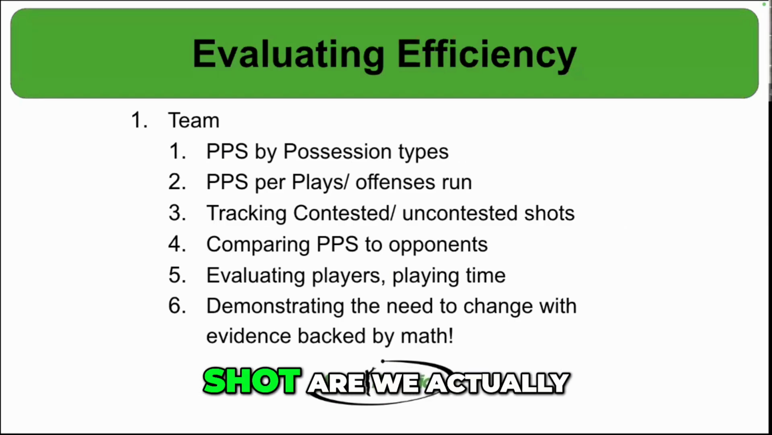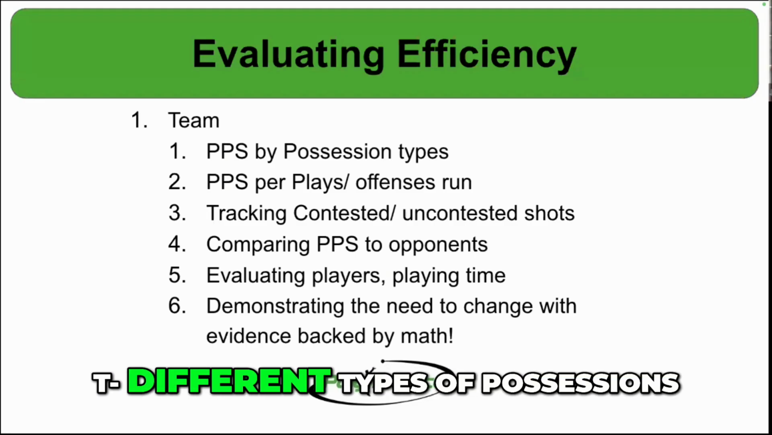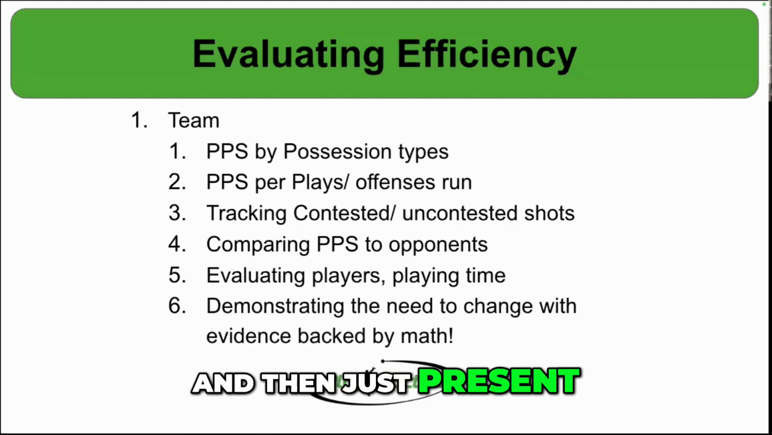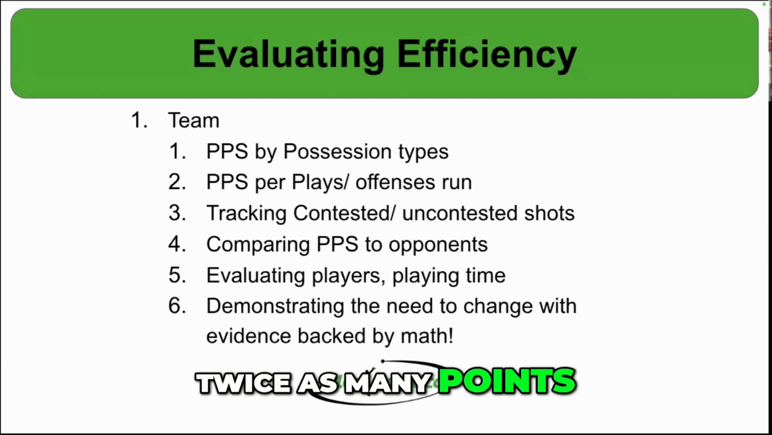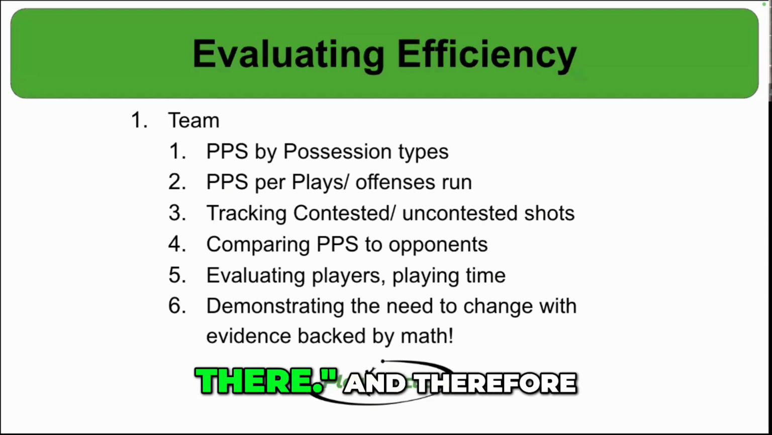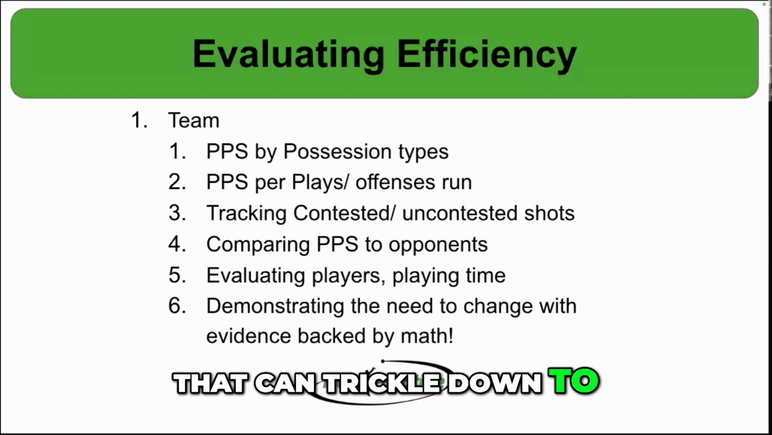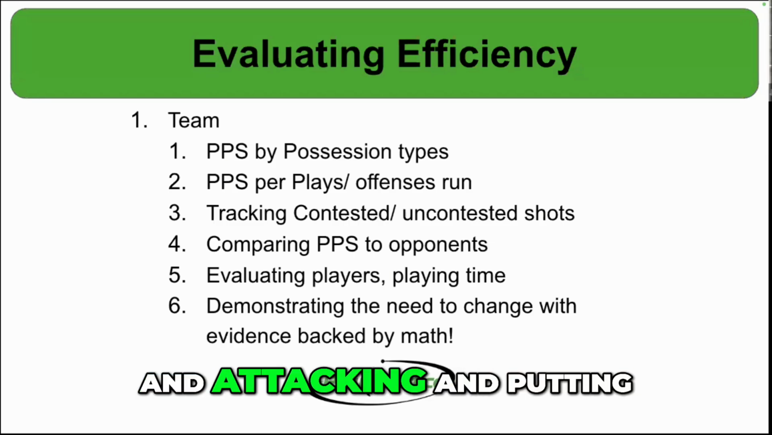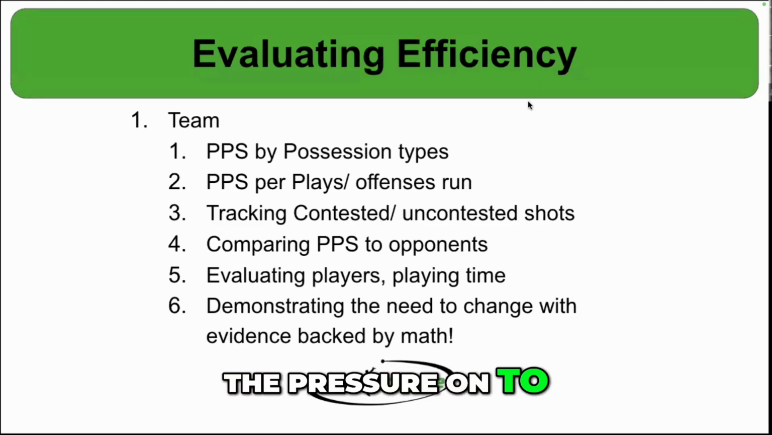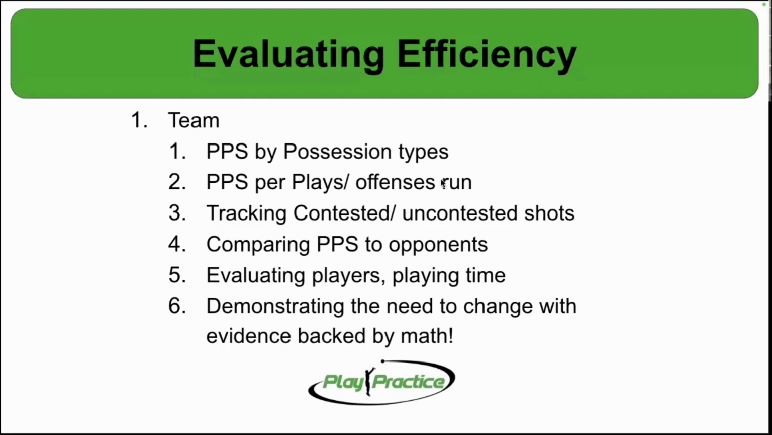How many points per shot are we actually getting based on these different types of possessions, and then just present that to your players. Hey, I want to get more fast breaks because we get 1.2 on our fast break. We get only 0.6 when we walk it up. That's double. I'd like to get twice as many points, please, whenever the opportunity is there. And therefore, that can trickle down to, hey, big guy, we want you to bust it out after a rebound and lead the fast break. Hey, point guard, we don't want you to come back and save the big guy and wait for the ball. We want you running and attacking and putting the pressure on to get more uncontested shots at the other end.